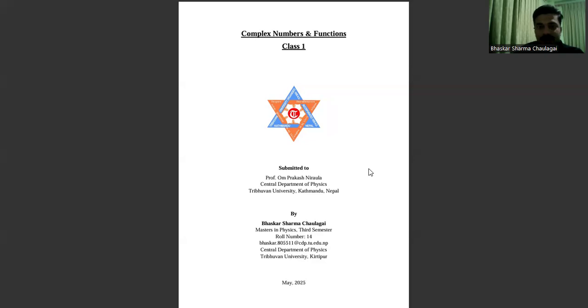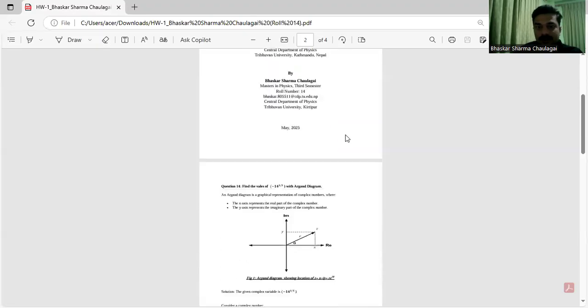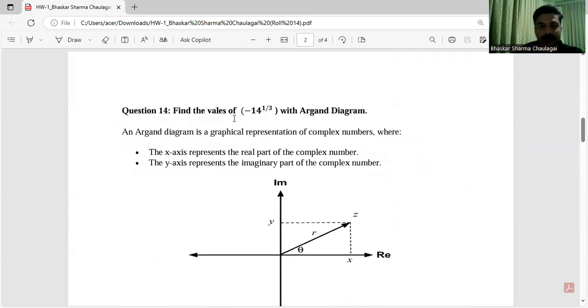And here I'll be discussing the solution that I have prepared for my assignment. The question that was assigned to me was to find the Argand diagram of this number. The number is negative 14 to the power 1 by 3, and with the help of the Argand diagram I should be discussing the values of this particular number.